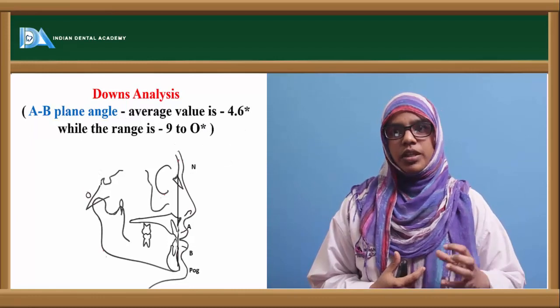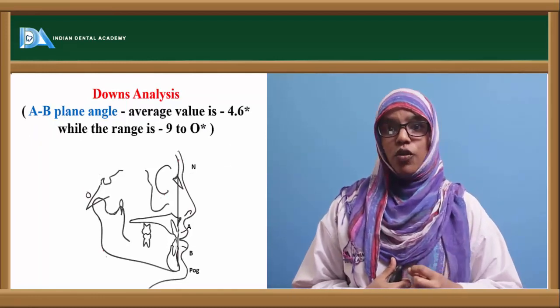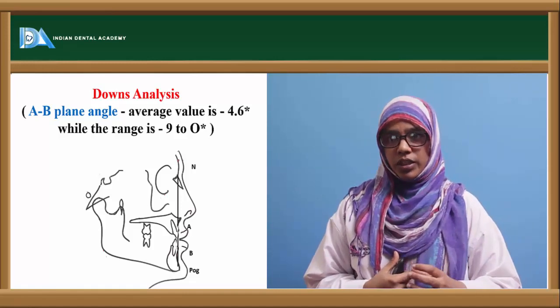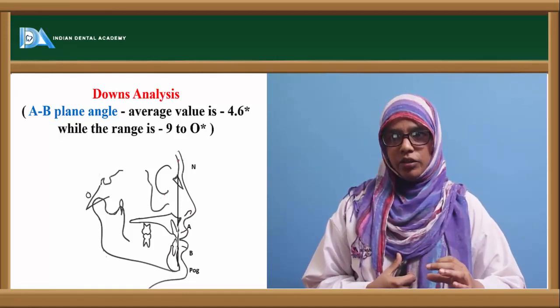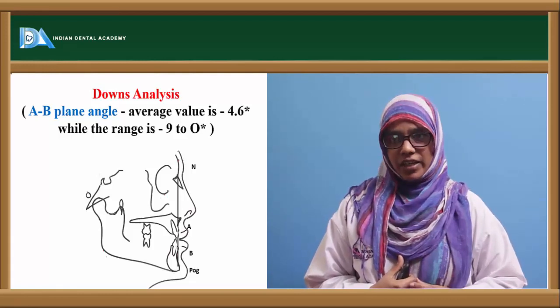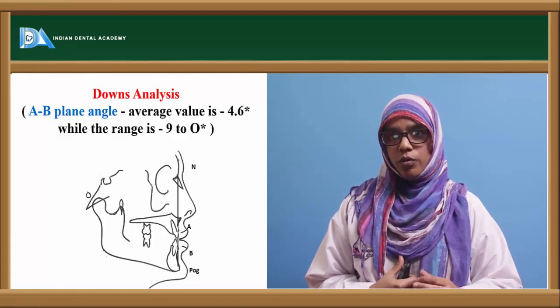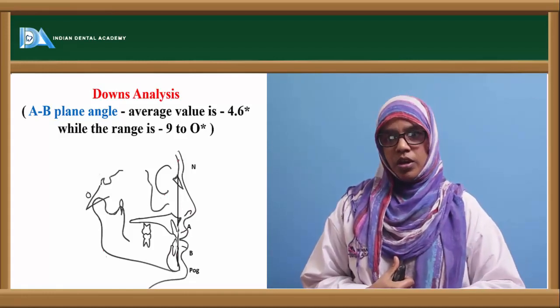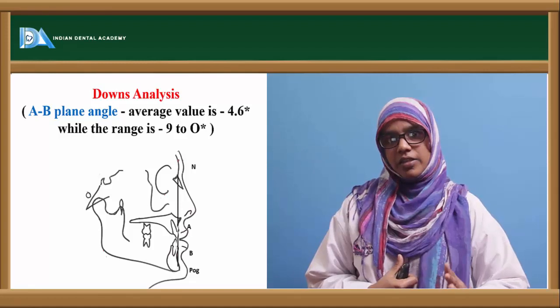Then we talk about AB plane angle. It is also called the facial plane angle. Now it is an angle formed between point A and B to nasion to Pogonion. Okay, it is normally a negative angle. Its average value is minus 4.6 degrees, while the range is minus 9 to 0. A negative angle is more normal.